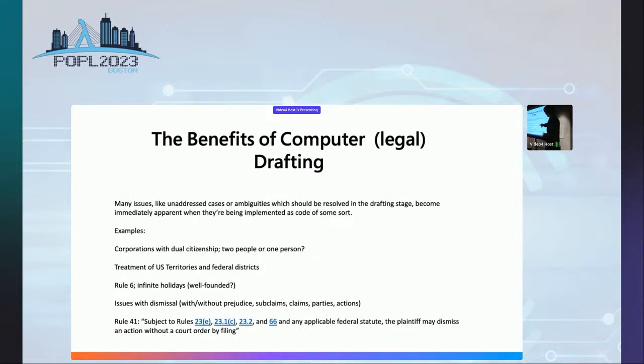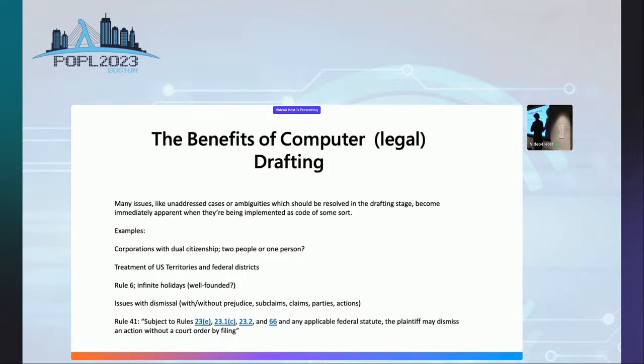Like I said, a lot of these things just fall out in drafting. Here are some examples of other stuff that we found while drafting some of these laws. This is a really fun one that I wish I had more time to get into. They're really bad about saying state when what they actually want to address is states, territories, and federal districts. The Rule 6 infinite holidays thing.